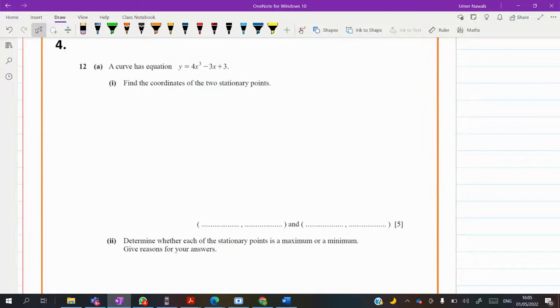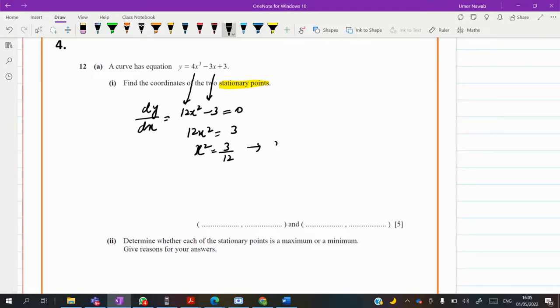Now here we want to find the stationary points. Stationary points tells you that you have to take the derivative. So dy by dx: 4x cubed, its derivative is 12x squared, minus 3x is minus 3, put it equal to 0. So 12x squared is equal to 3. x squared is equal to 3 over 12, and then x squared is equal to 1 over 4, and then x is equal to plus minus 1 over 2. So this is minus 1 over 2, and this is 1 over 2.